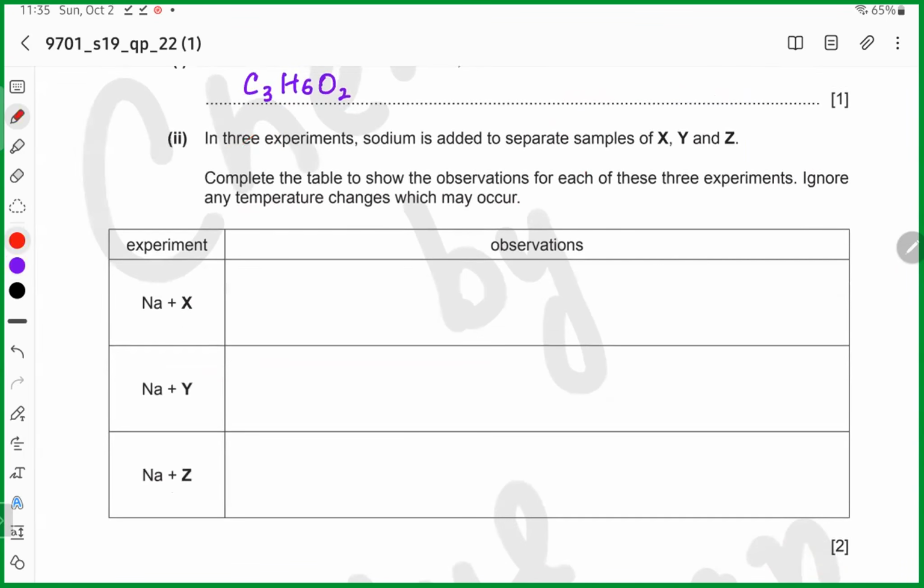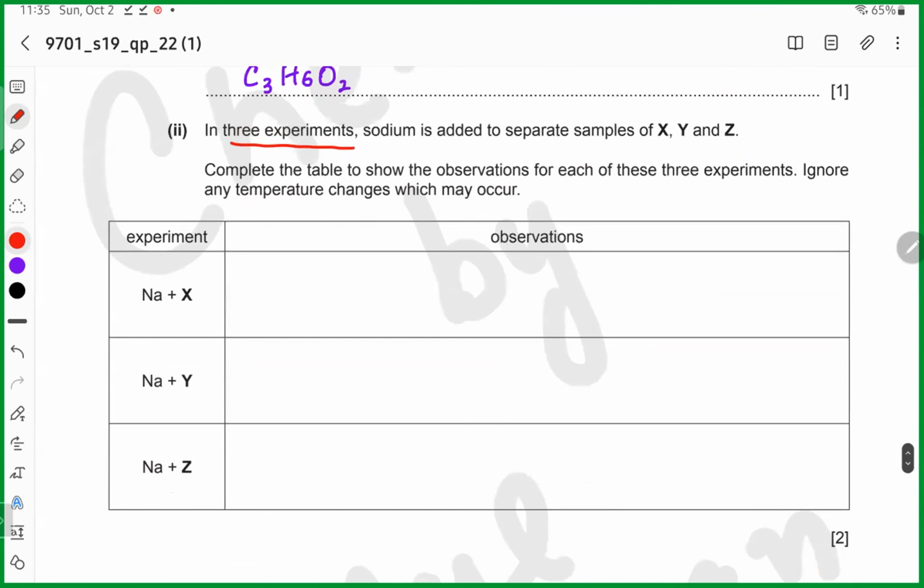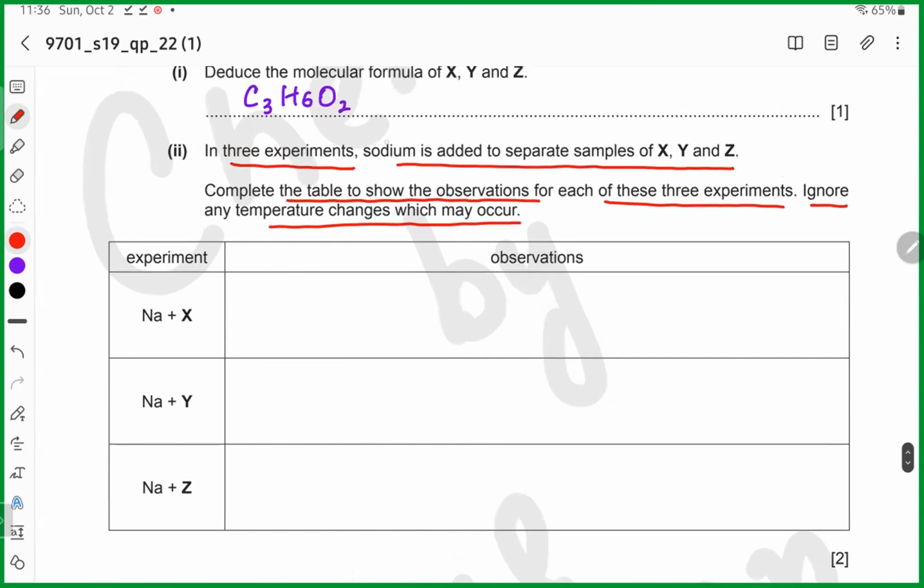In 3 experiments, sodium is added to separate samples of X, Y, and Z. Sodium is a metal. Complete the table to show the observation for each of these 3 experiments. Ignore any temperature change which may occur. So sodium is a metal.